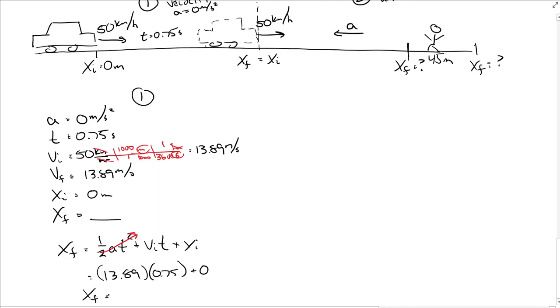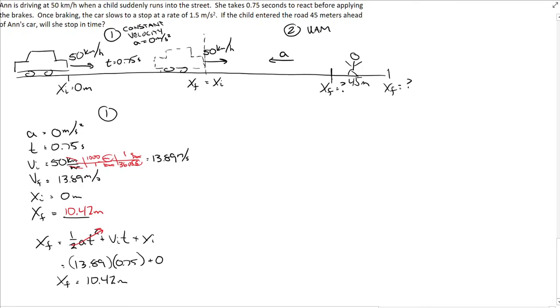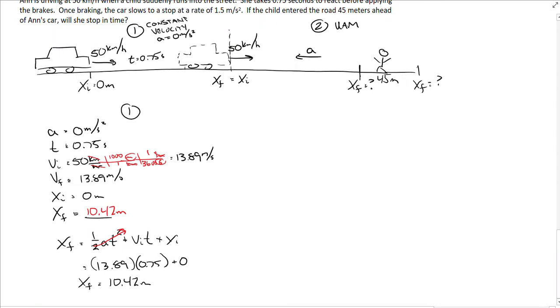X final is equal to 10.42 meters. So I can write that value right into here, and that's where the car is going to be located after the driver reacts. The car is going to begin hitting the brakes at that point. And now we begin part 2.